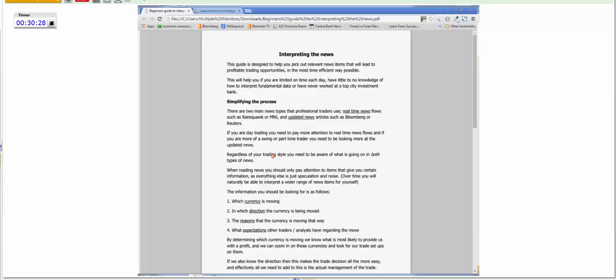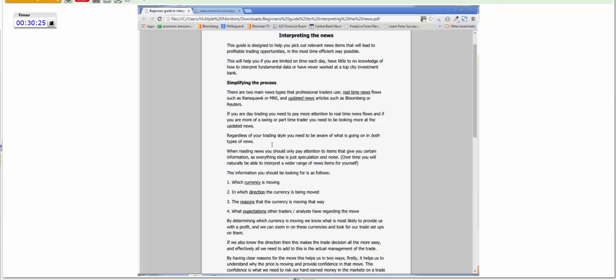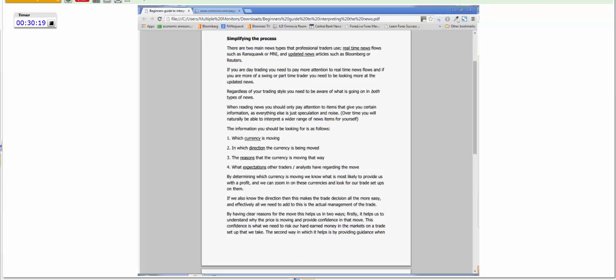So there's 4 points. These are the steps you're going to need to take, and you can go away and trade. This is basically my trading process. Everything you need to know. This is how I do it. I go to the markets. I go to the news wires. First thing I'm looking for is which currency is moving.